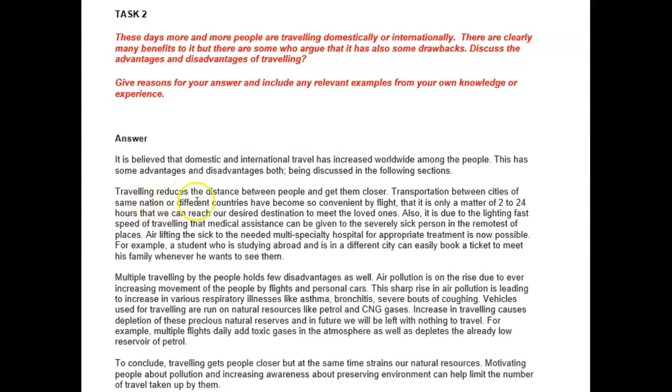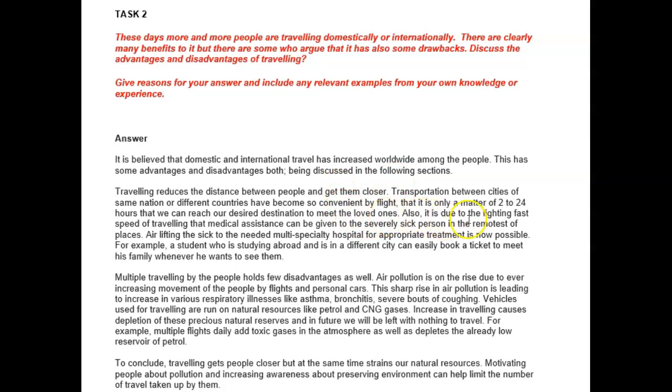"So, traveling reduces the distance between people and gets, with an S, them closer. Transportation between cities of the same nation or different countries has become so convenient by flight that it is only a matter of 2 to 24 hours that we can reach our desired destination to meet the loved ones." Okay, again, some error here. "That it is only a matter of 2 to 24 hours for us to reach our desired destination to meet our loved ones."